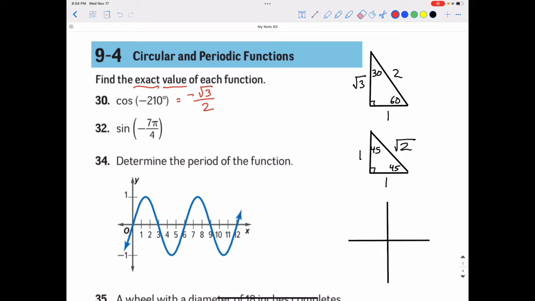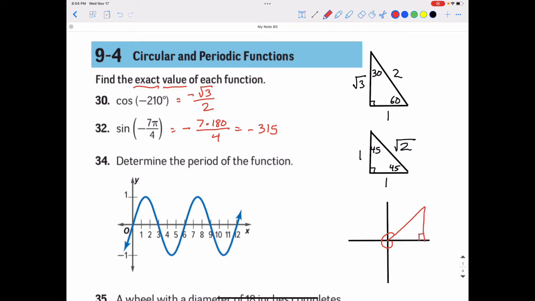For sine of negative 7 pi over 4, you can change that to degrees if you wish. So negative 7 pi over 4 would be negative 7 times 180 over 4, which would equal negative 315. So a negative 315 degree angle would be almost a full turn, except it's going to wind up being 45 degrees short of doing a full 360 degree turn.